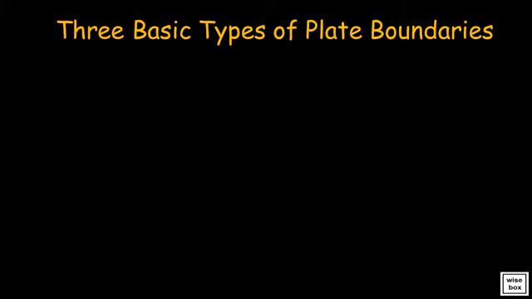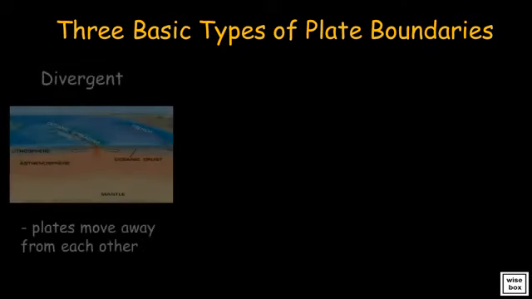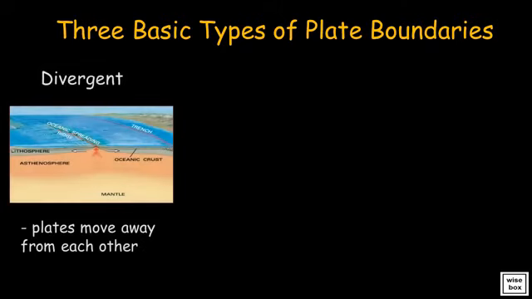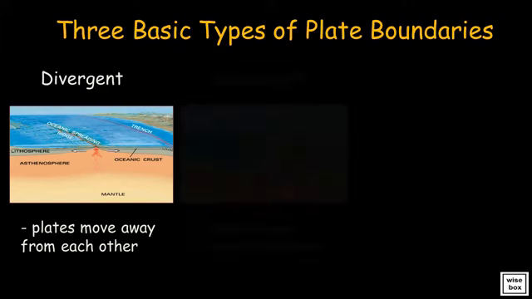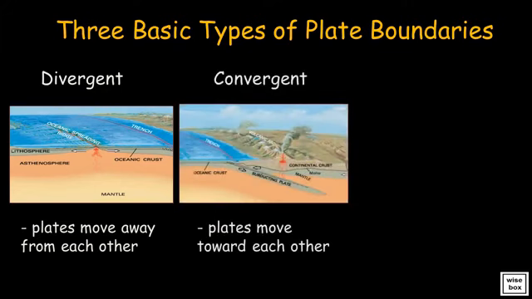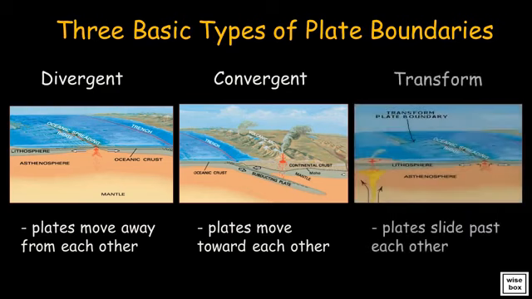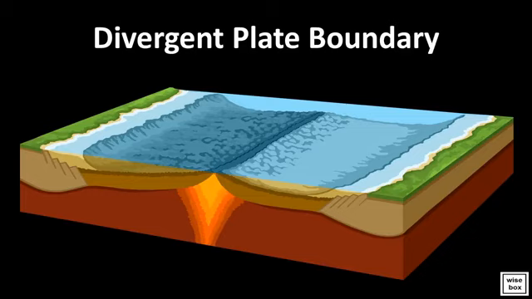Tectonic plates can have 3 kinds of motion across boundaries. They can move away from each other like at a divergent boundary. They can move toward each other to make a convergent boundary. They can slide past each other horizontally at a transform boundary. In a divergent boundary, 2 plates are moving apart, and new crust is created by magma pushing up from the mantle.